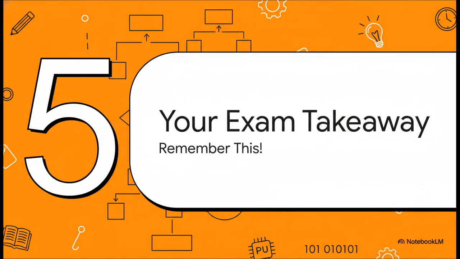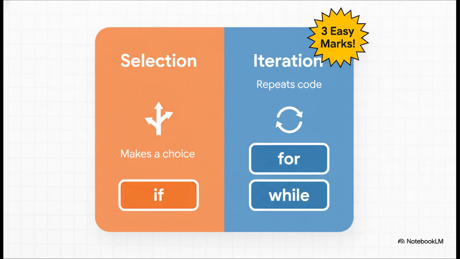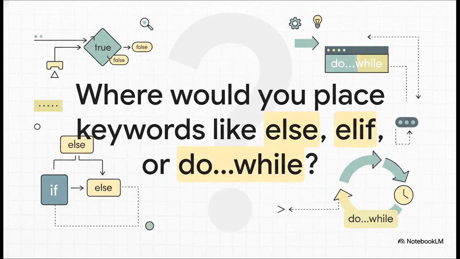All right, to make this stick for your revision, let's boil this all down into the key takeaways, the stuff you absolutely need to remember. Look, if you only remember one thing from this whole explainer, make it this. Selection means choice, and that's your if statement. Iteration means repetition, and that's your for and while loops. Just lock in that simple connection, and you've just bagged yourself a really easy win on your exam. And honestly, that's it. It's that straightforward.